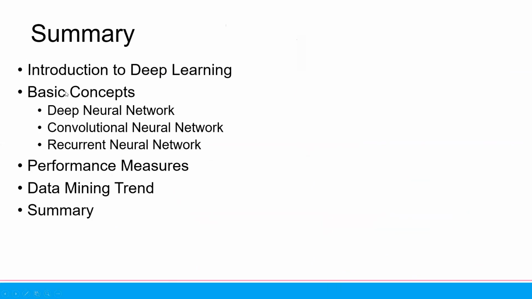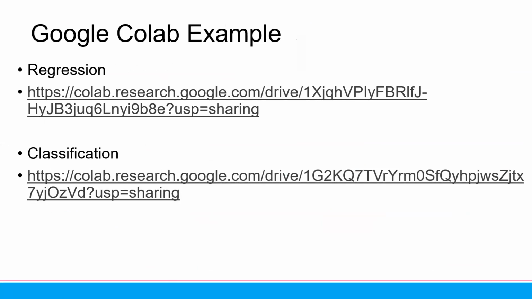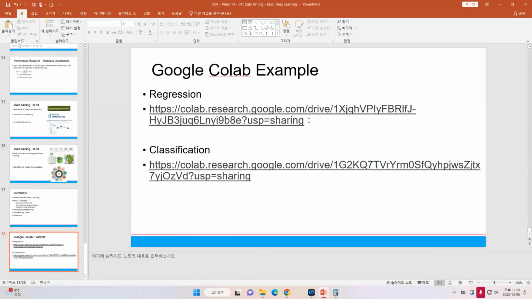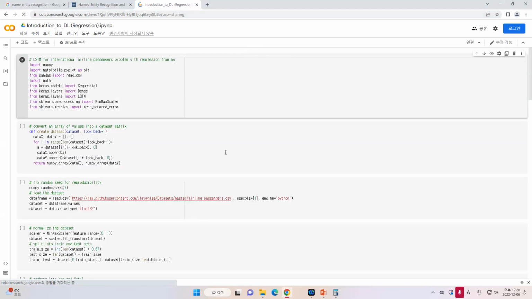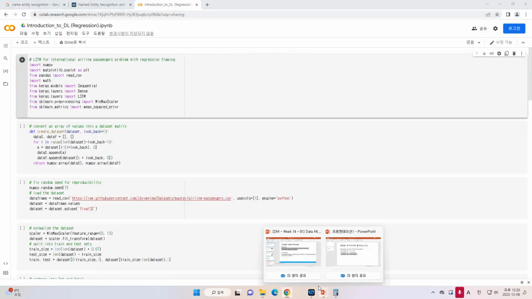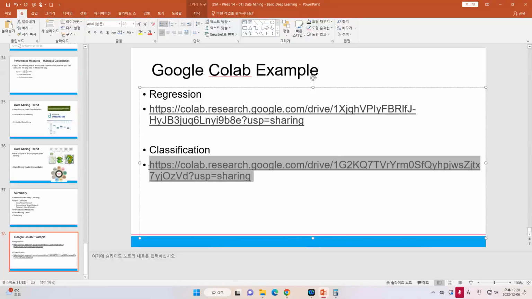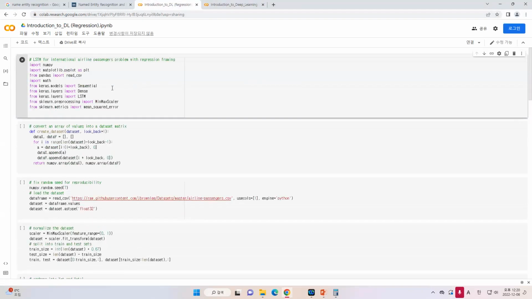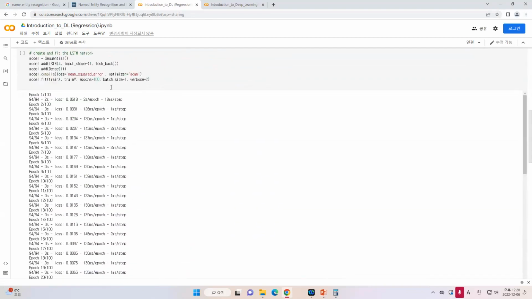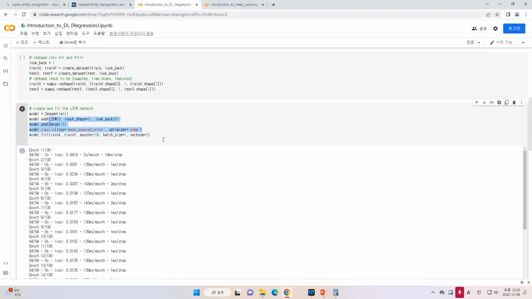Okay, that's all that we can learn in one semester. If you want to look at the Python code, I give you the source code. If you have interest to learn more about deep learning, you can look at this code. This is about regression, and this is about classification. In the regression here, I used the LSTM. So you can look at how we can use the LSTM in Python.